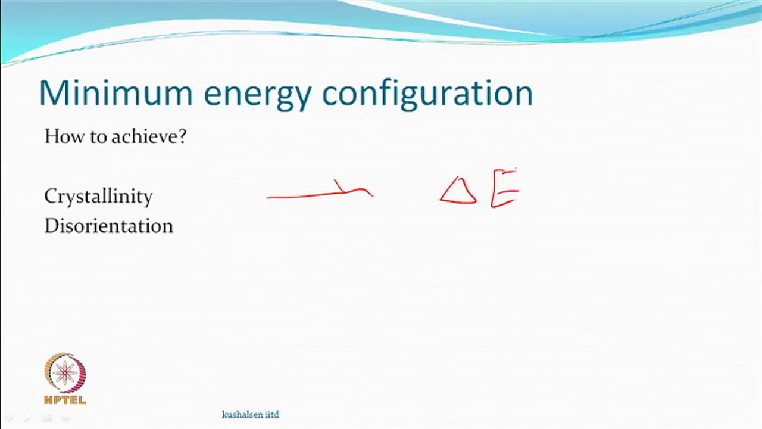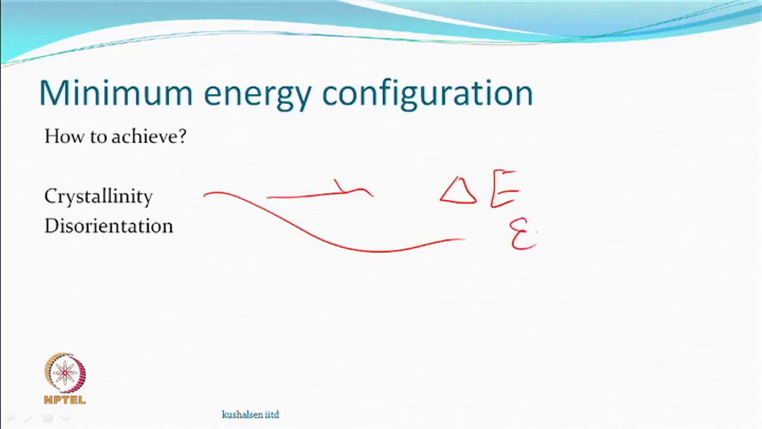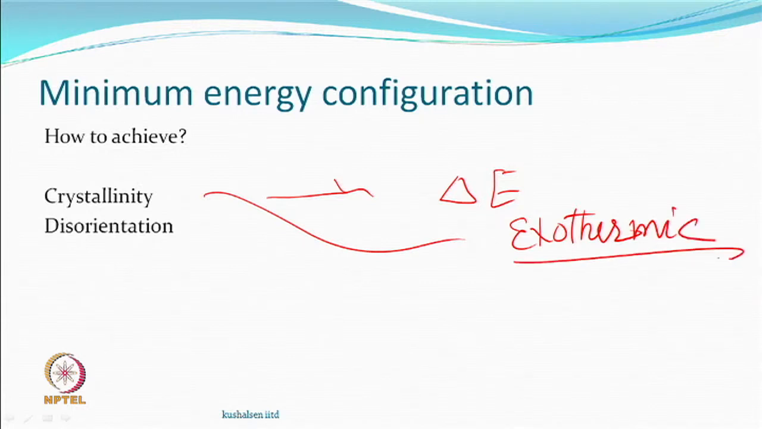Now, if somebody asks a question, when crystallization takes place, is the energy released or produced? Released. So, in some sense we can say crystallization is an exothermic reaction. Can we say that? So, this process is exothermic. That means, whenever you facilitate crystallization, then energy will go down, delta E will go down, it will become negative.